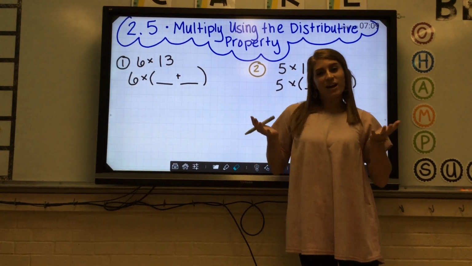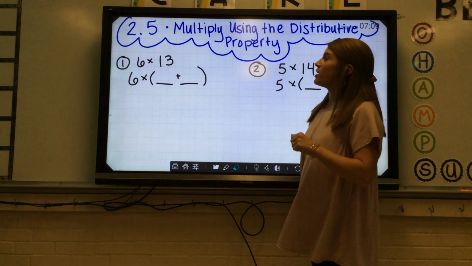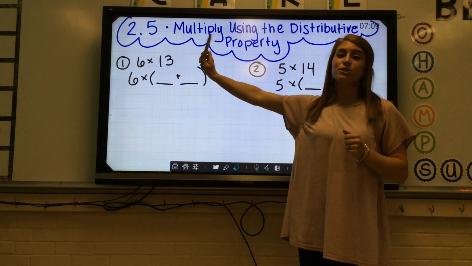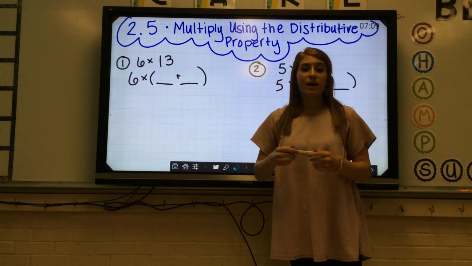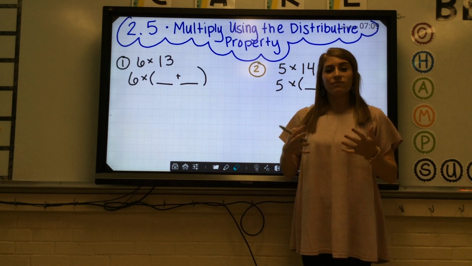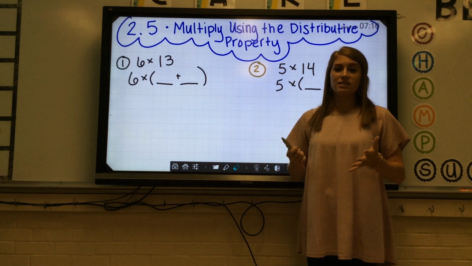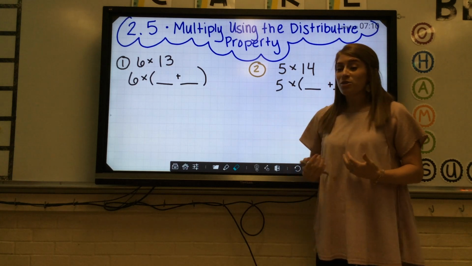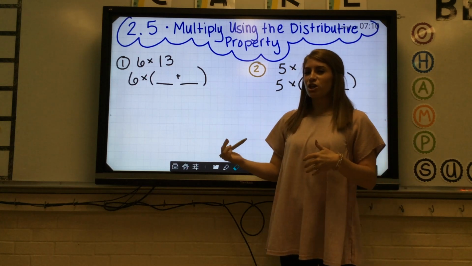Class, happy Friday. All right, so moving on in chapter 2, we've got lesson 2.5, which is multiplying using the distributive property. This is one of my favorite ways to multiply. It's a really easy trick. I call it the box method, and I'll show you what that looks like.